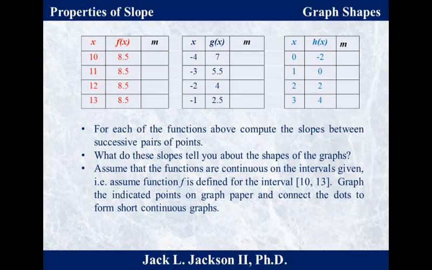And then what I want you to do is assume that these are defined, well, at least they're defined on that interval. For example, f is going to be defined on the interval from 10 to 13. It's defined for things between 10 and 13, but not necessarily outside of that. The same thing for g. It's defined between x going from -4 to -1, but not necessarily outside that. And h is defined from 0 to 3, but not necessarily outside that.